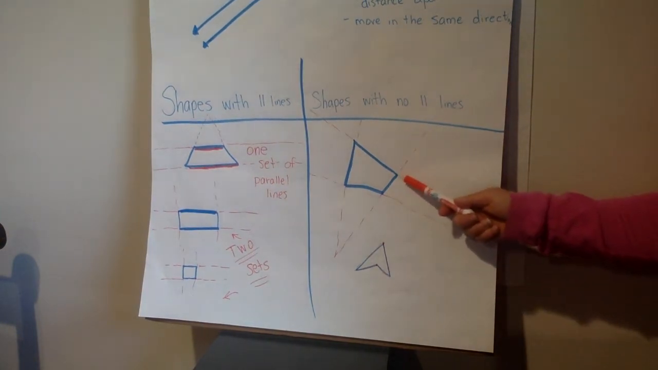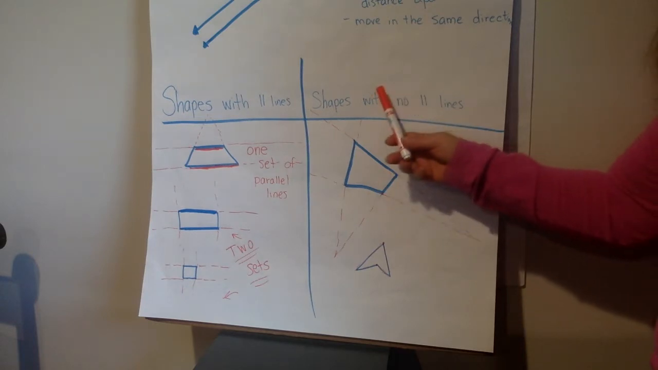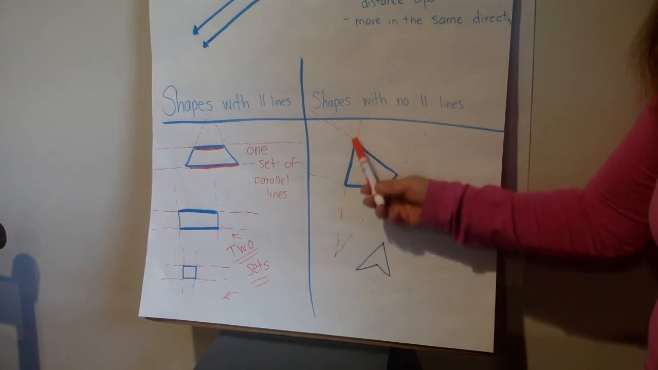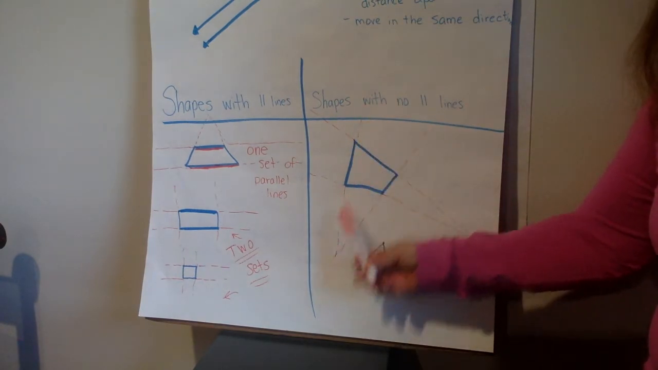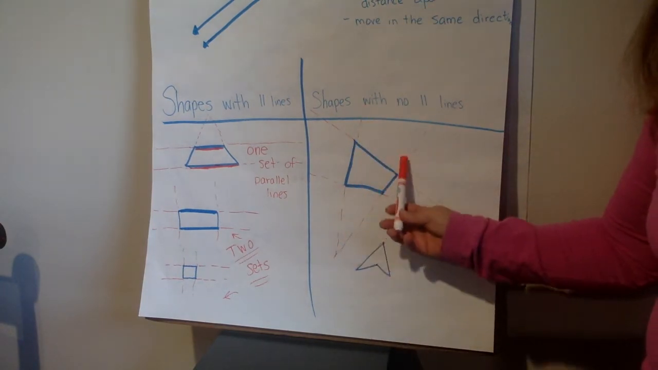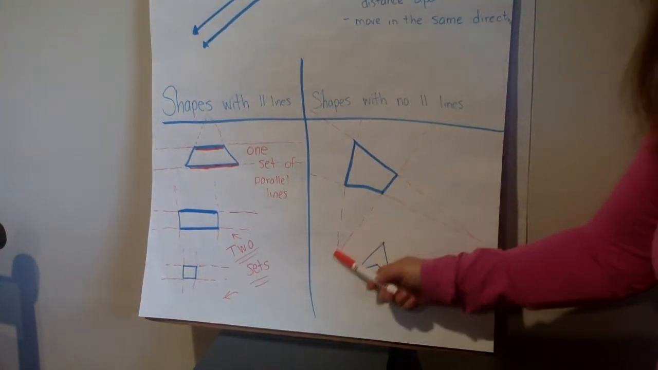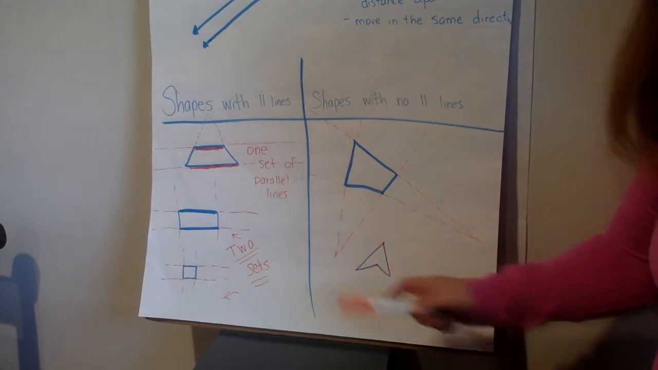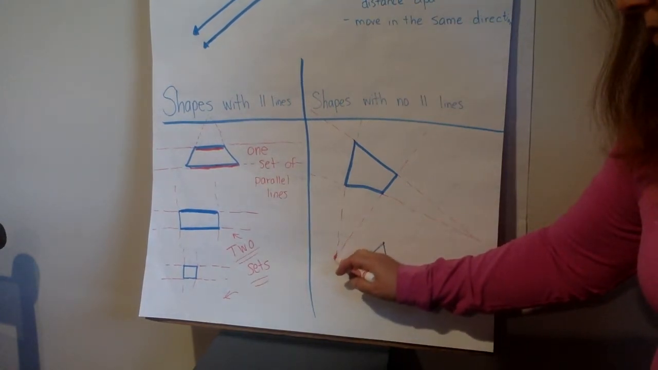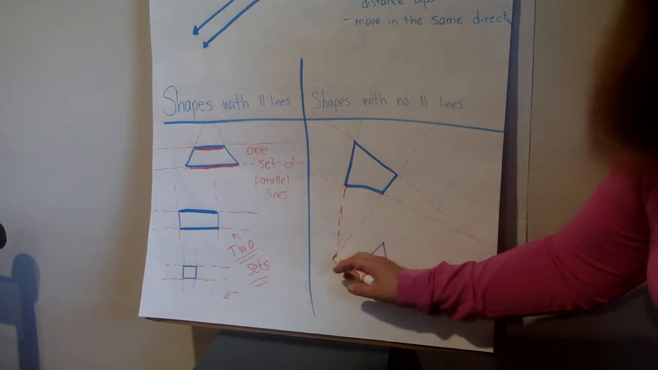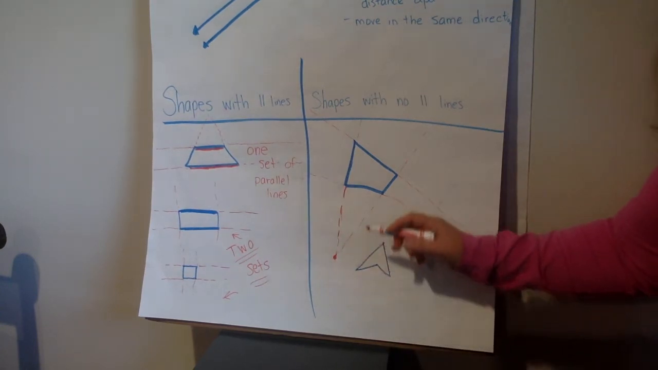But this shape has no sets of parallel lines because both sets of lines would eventually intersect. If it kept going, they would go apart from each other and never meet, but at one point they would meet right here at a point. So if they kept going on forever in both directions, they'd eventually intersect. So that is not a set of parallel lines.